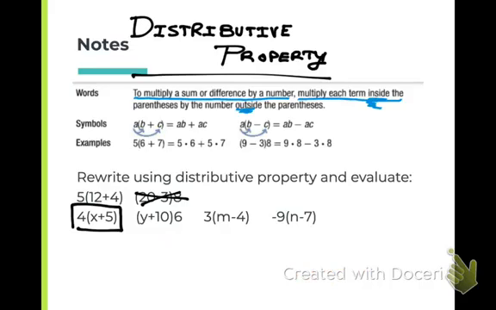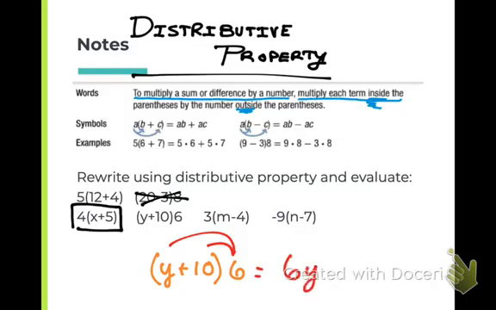Let's do y plus 10 times 6, like we had. So we're going to take that 6 and distribute. So we can see that we can distribute backwards. It's working the exact same way. And this is going to simplify to be 6y plus 60. So the 6 times the y, the 6 times the 10, we have distributed to both pieces.